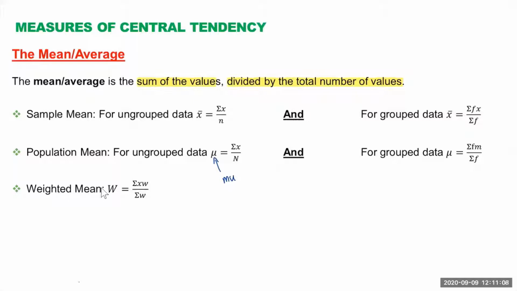And there's a special type of average called weighted mean. We find the weighted mean using this formula, sum of x times w divided by sum of w. In the formulas here, you can see sum of f. Note one thing, sometimes the sum of frequency can be written as n, because the sum of frequency is the total number of observations. So we can just write n for that. So these are just the formulas to find the mean.